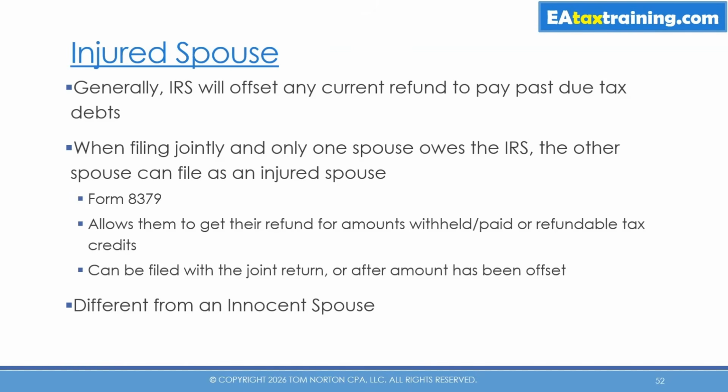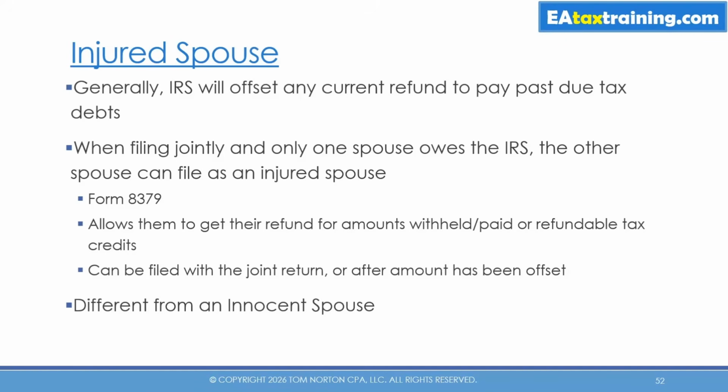So let's say the husband has a past tax debt, the wife does not. They filed a joint return, supposed to get a refund, but the IRS is going to keep that refund to offset the tax. So what the injured spouse can do is file this Form 8379. This allows them to get their portion of the refund, so it will not be used to offset their spouse's tax debt.